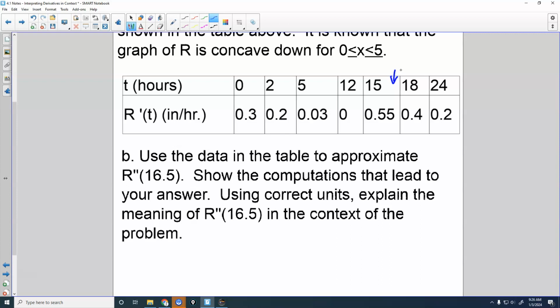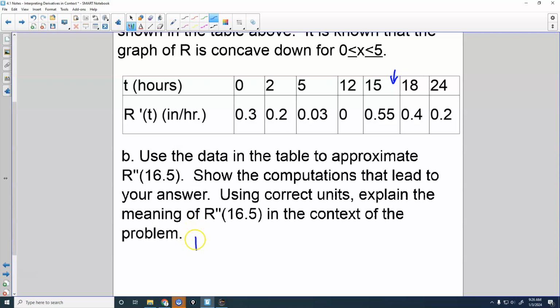What would we do with them? Those are the points we need to use. What do we do with them? We're going to find slope. Because this is R prime. It's asking us about R double prime. So we need to find the slope between those two closest points to estimate what the derivative would be.